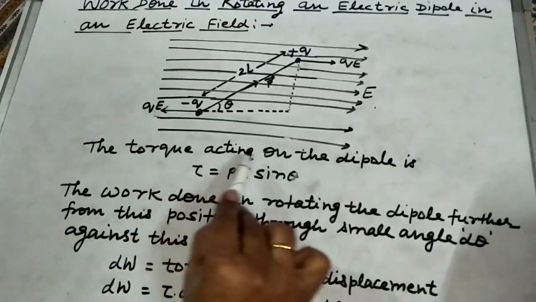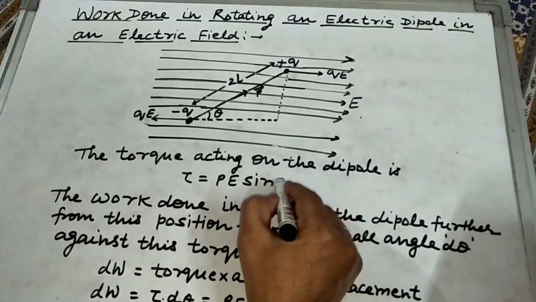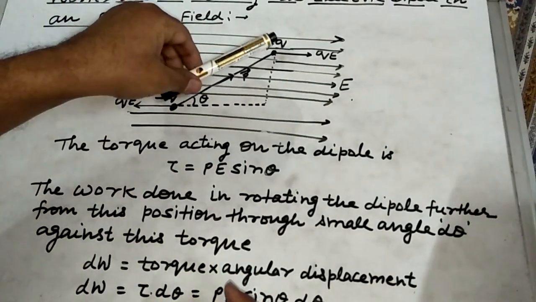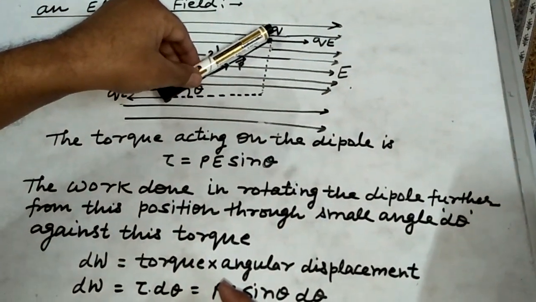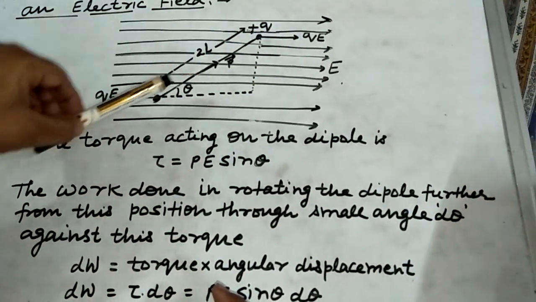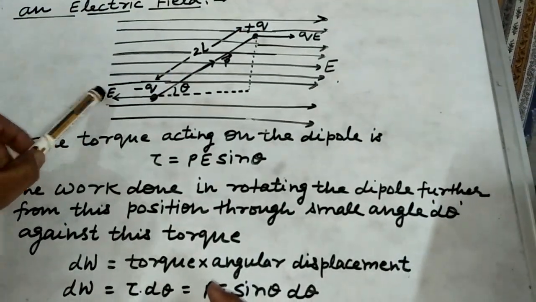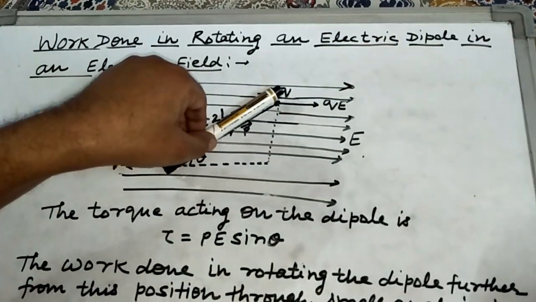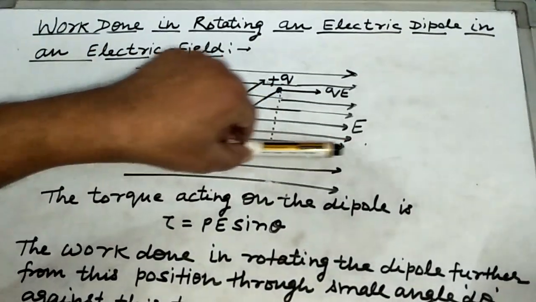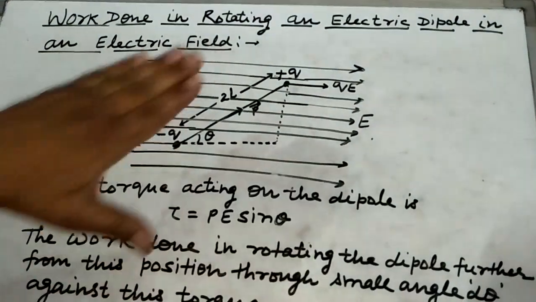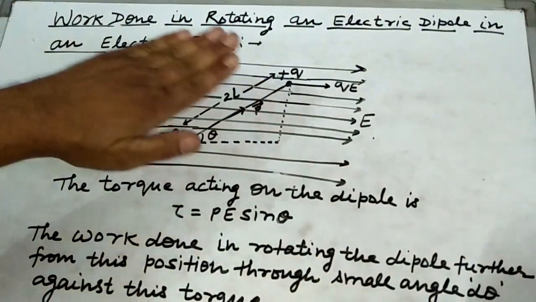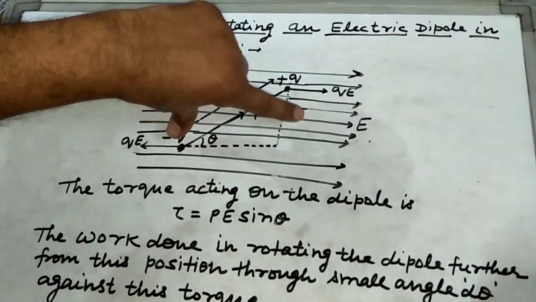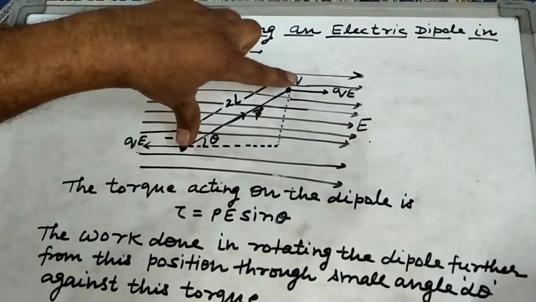As you know, the torque acting on the dipole is given by tau = PE sin theta. The tendency of this torque is to rotate the dipole till the axis of the dipole becomes parallel to the electric field. When the axis of the dipole becomes parallel to the electric field, the net force as well as the net torque acting on the dipole becomes zero, and this is called the equilibrium condition of the dipole.